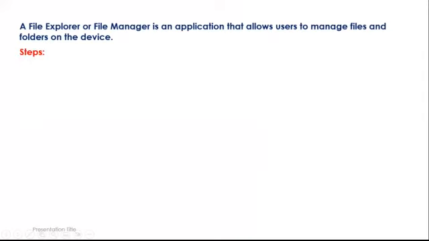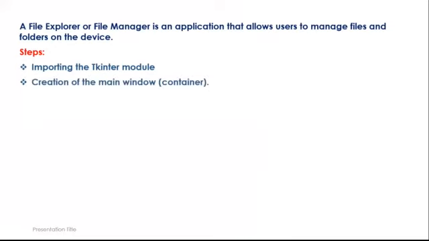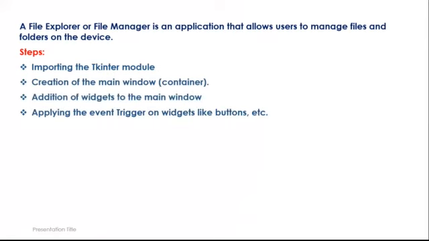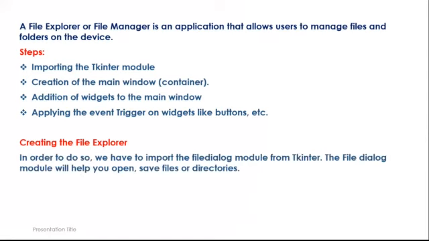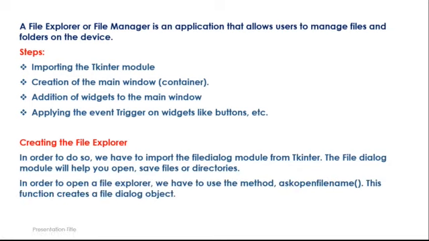If you want to execute the project, you can follow these steps: import the Tkinter module, create the main window, add widgets to the main window, apply event triggers on widgets like buttons, and create the file explorer. So how do we create the file explorer here? We have to import the filedialog module from Tkinter, which is helpful to open, save and so on. And to open a file explorer, we follow the method called askopenfile.